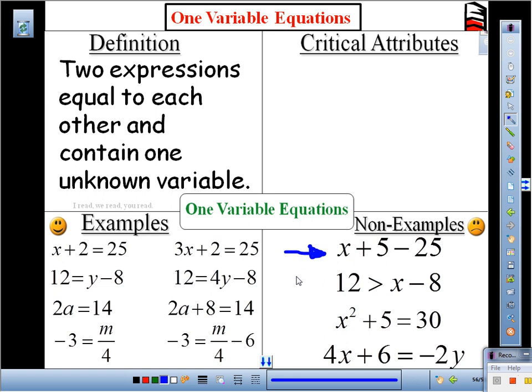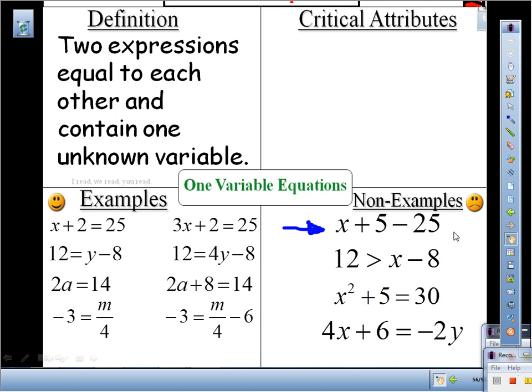Now that you talk about it with your neighbor, Lene, why is this one not a one variable equation? It doesn't have an equal. So what will we call this? An expression. Bam. Pass it to someone, Lene. Pass it to the person that actually said something in the back. There you go. The next one.